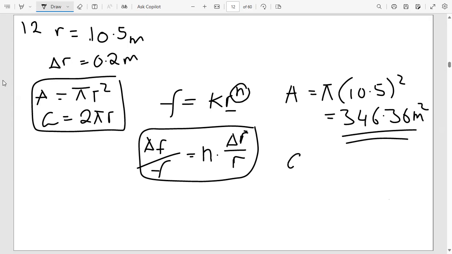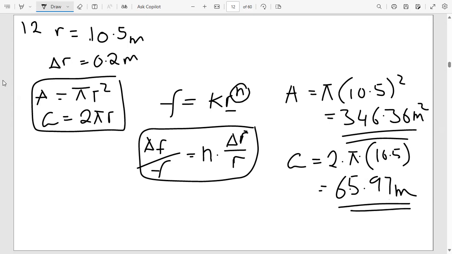And what about the circumference? Circumference, you can say this is equal to 2 multiplied by pi, just punch pi on a calculator, multiplied by your radius, which is 10.5, like this. And we're going to get circumference, which is equal to 65.97 meters. Yes, the circumference is 65.97 meters.